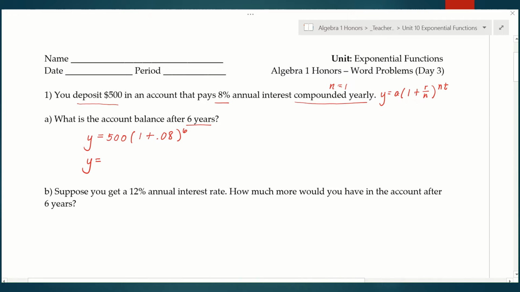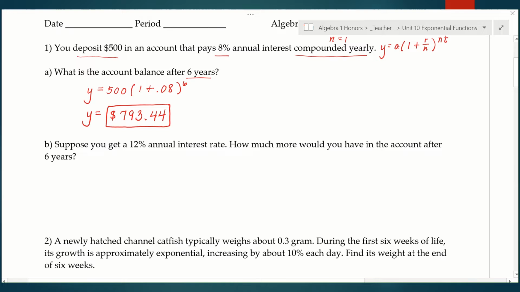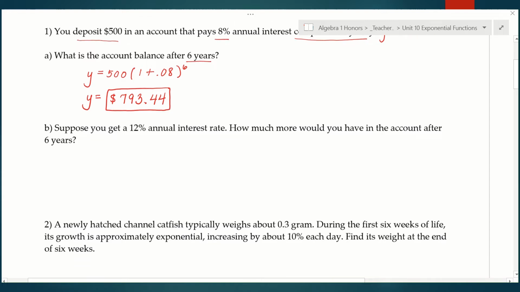Okay, so the answer that you get, and remember it's money, so we want to make sure we stop after the hundredth place or round to the nearest hundredth. We're going to get $793.44. Okay, so pretty good. We started with $500. 6 years later, we're at $793. Pretty good. All right, part B.